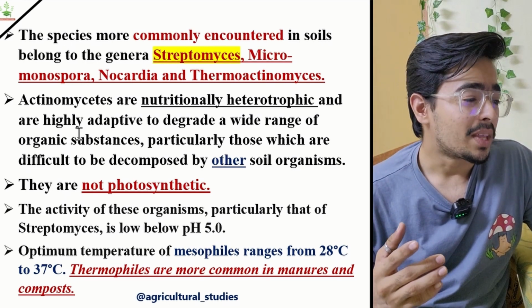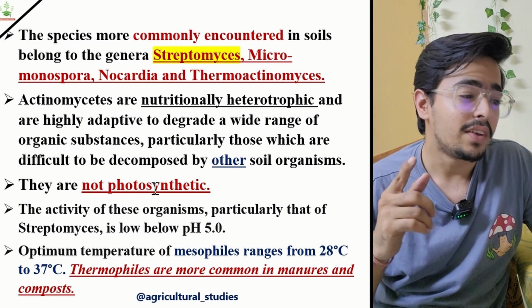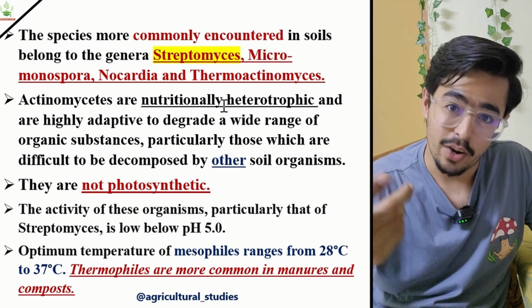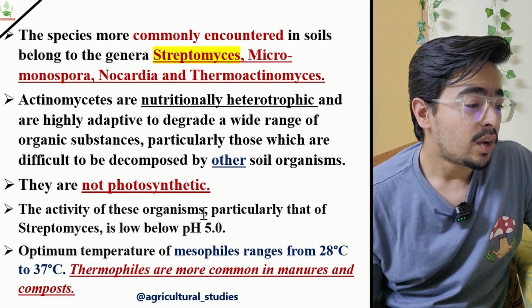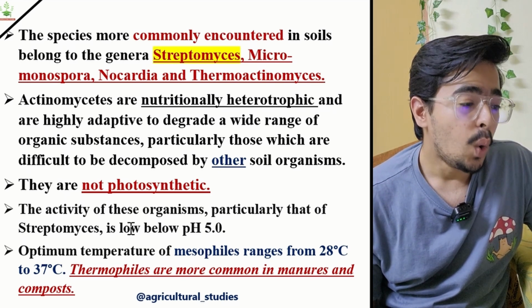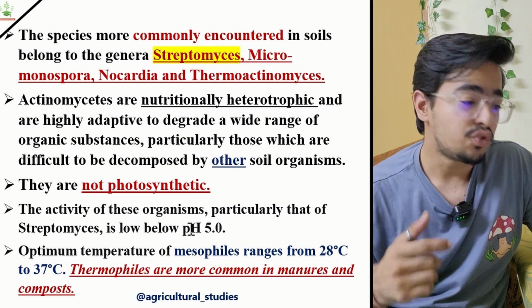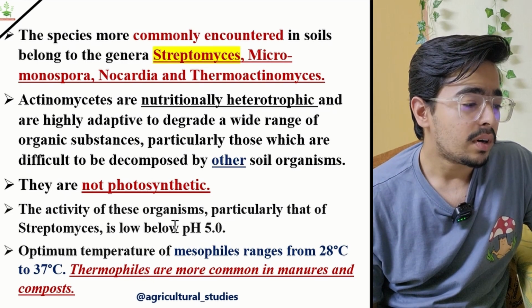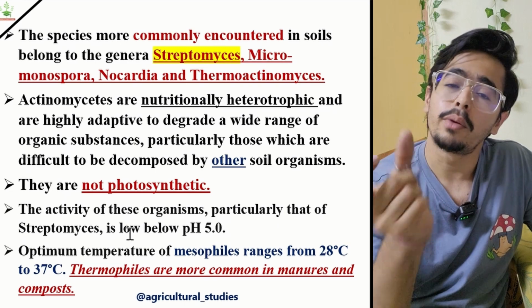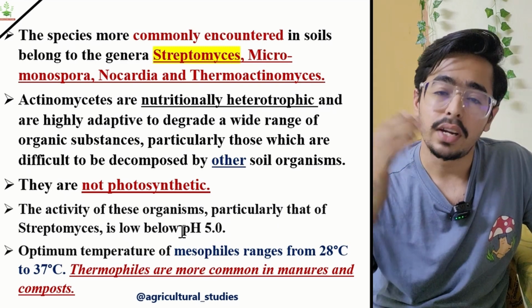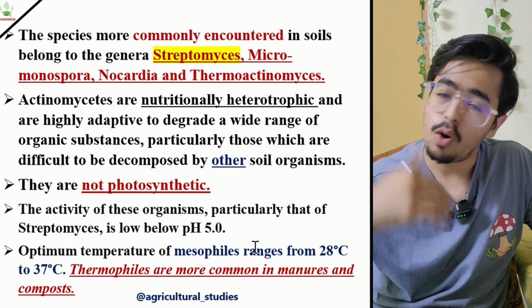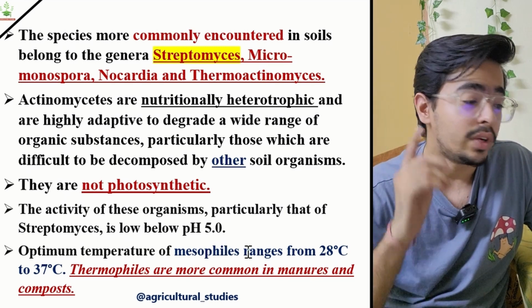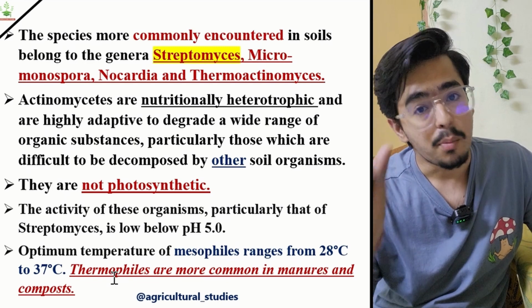So remember this topic. They are not photosynthetic. That's why we have said that they are nutritionally heterotrophic. Okay. Next, the activity of these organisms, particularly Streptomyces, is below pH 5. They are more active in acidic pH. Okay, optimum temperature is of mesophilic range, like 28 to 37. These ranges are important for the examination.